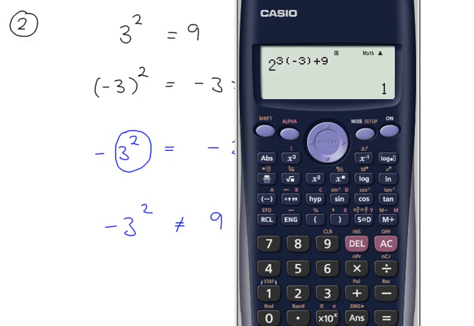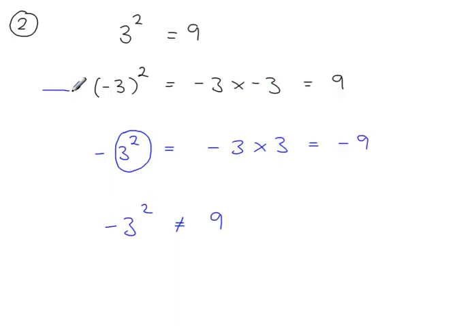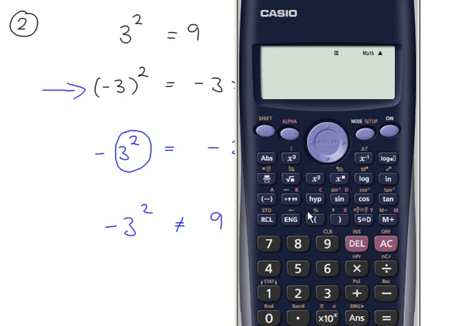On your calculator, if you want to do minus 3 like this, squared, you must use brackets. So if I want everything inside the brackets, the minus 3 to be squared, I have to do this. On the other hand, if I want to do minus and then 3 squared, then I can do this. And as you can see, this gives you minus 9 and not plus 9.